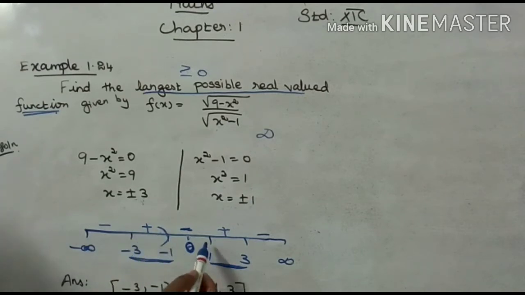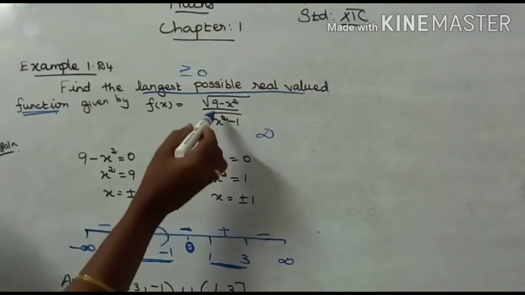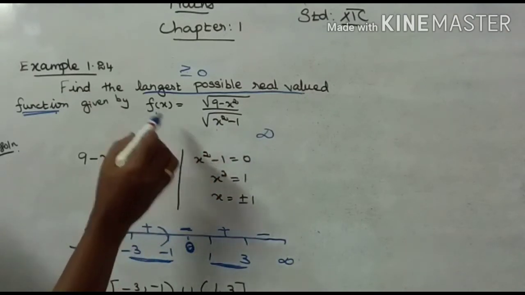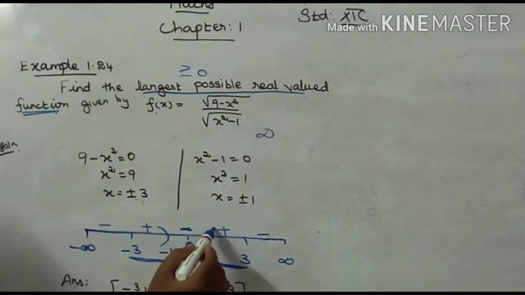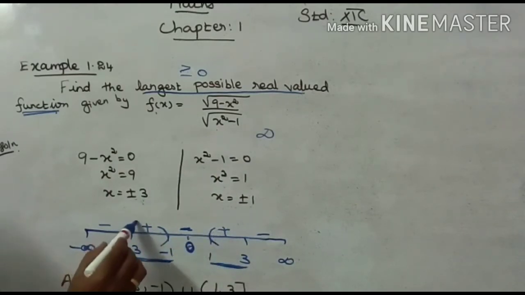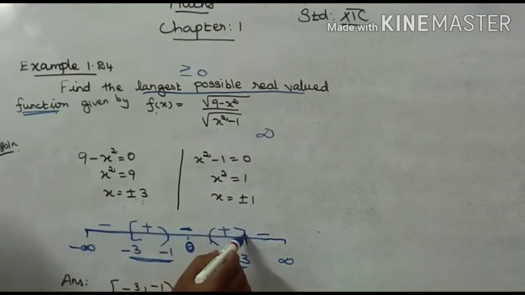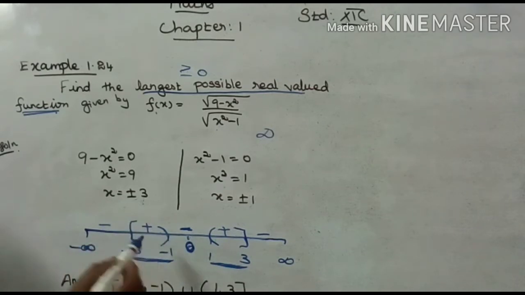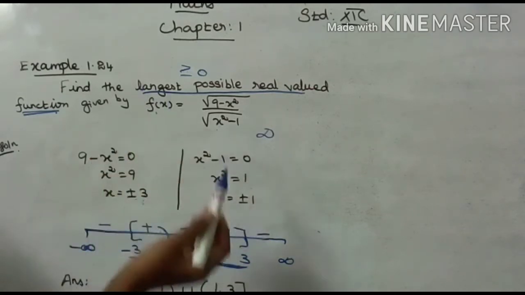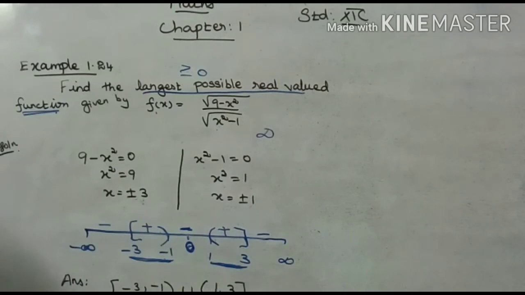And this one also: if you substitute 1, the denominator is equal to 0, so f of x is not defined. So you don't include this one, but the later value we include, so I will use an open interval. This one is a closed interval, this one also a closed interval, but for minus 1 and 1 you should take open intervals, because if you substitute these values, f of x is not defined. So the answer of this question is closed interval minus 3, open interval minus 1, union open interval 1 and closed interval 3. This is the answer of this question.